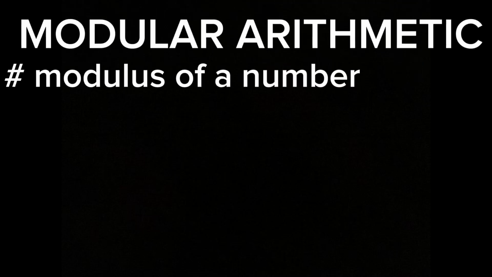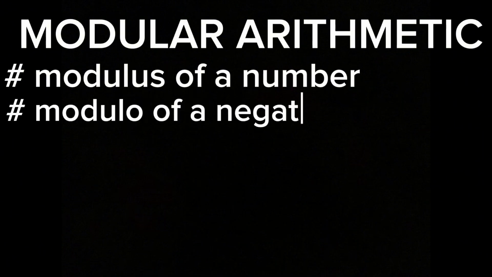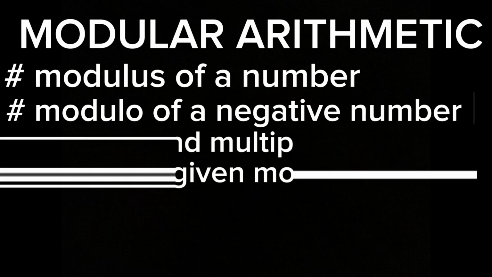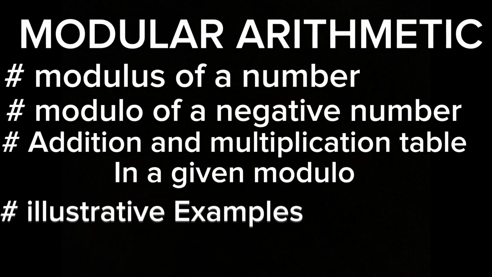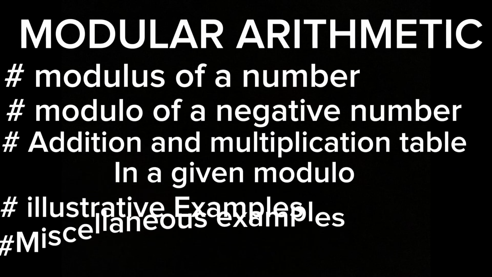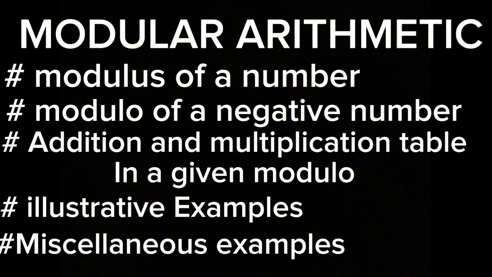On this episode, we are going to look at modular arithmetic. Under it, we are going to treat the modulus of a number, the modulo of a negative number. We will also look at addition and multiplication table in a given modulo, and also solve some illustrative examples. We will look at some miscellaneous examples as well.